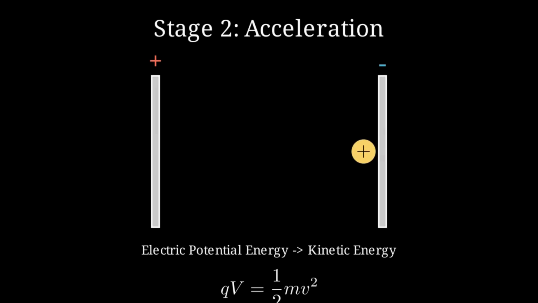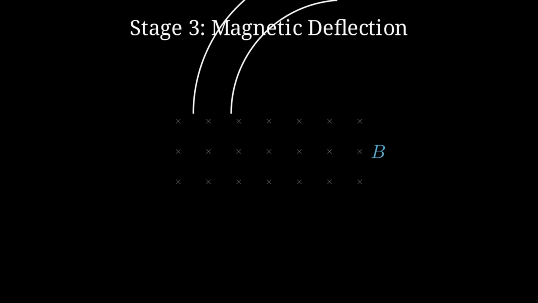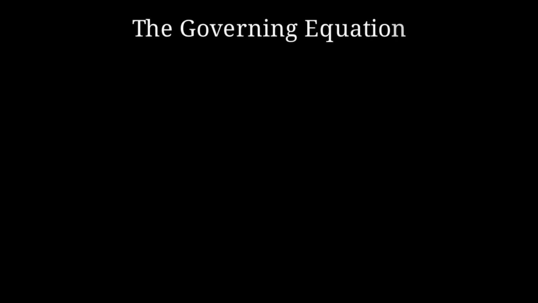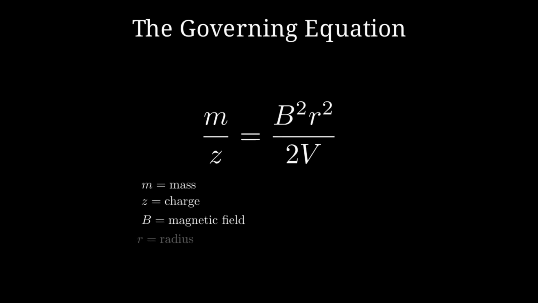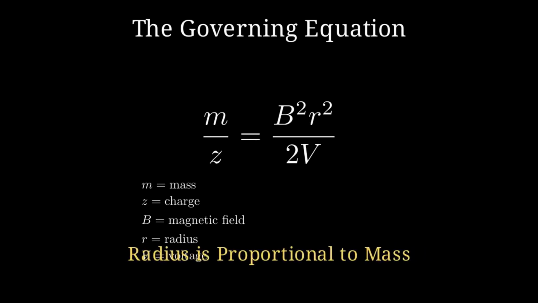voltage applied. As ions enter the magnetic field, they experience a perpendicular force. This force acts as a centripetal force, causing the ions to travel in a circular path. The radius of this path depends on the ion's momentum. By combining the equations for kinetic energy and magnetic force, we find that the mass-to-charge ratio is proportional to the square of the radius. This means heavier ions swing wider, while lighter ions curve more sharply.